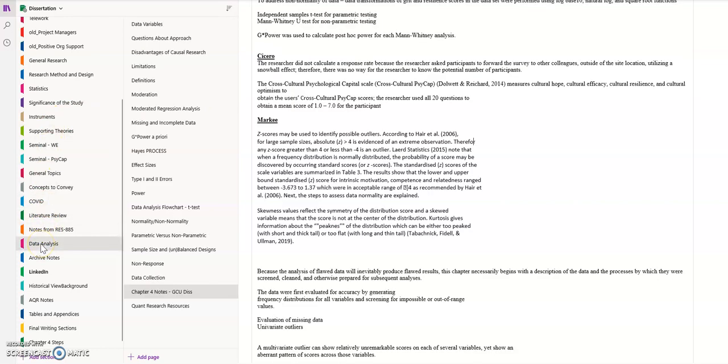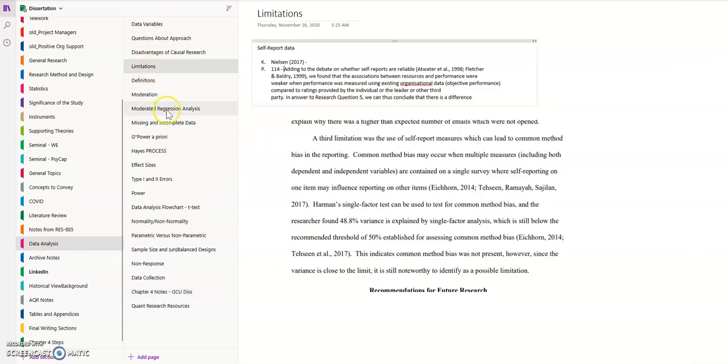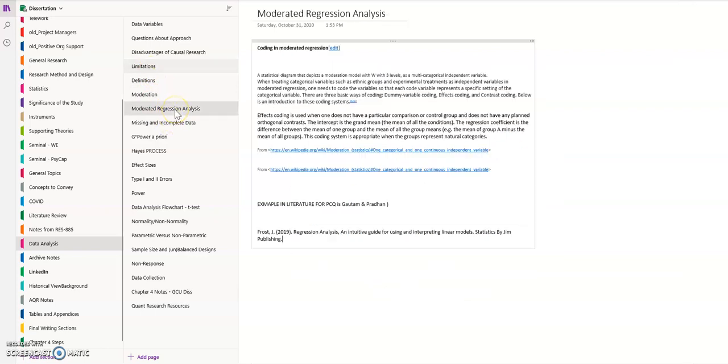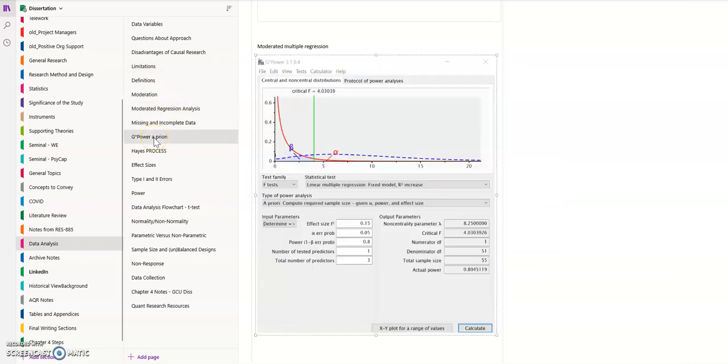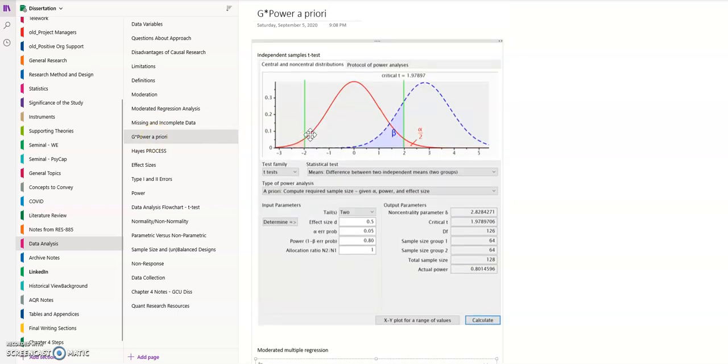But then I put in a whole lot of information around data analysis, so different things about the approach, causal research, limitations, definitions, what's moderated regression analysis, G-power calculations, and you'll see I put in my screenshots here, so all I had to do was grab them, drop them into my appendices, information on the Hayes process, normality versus non-normality, parametric versus non-parametric. So just throwing in some notes in there.